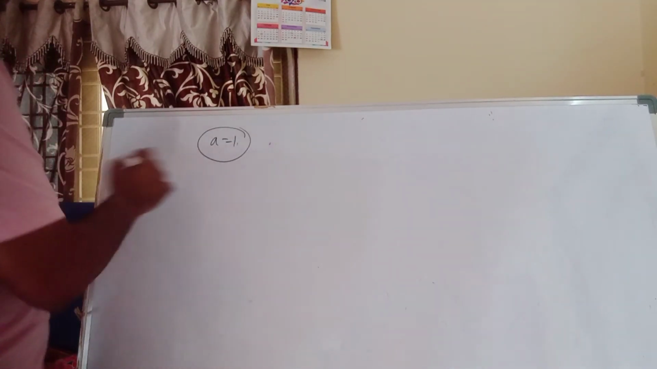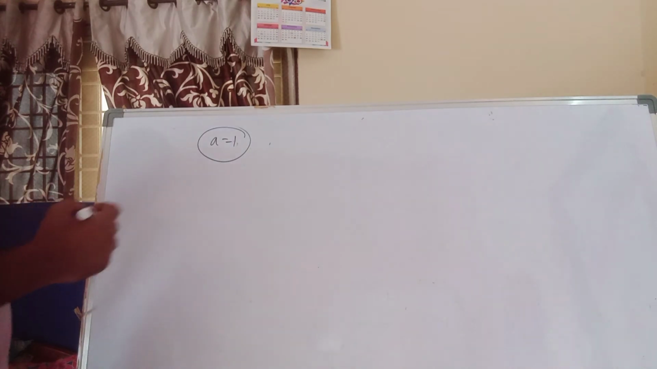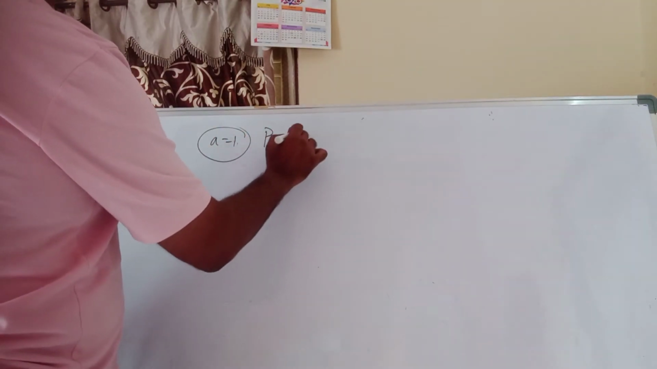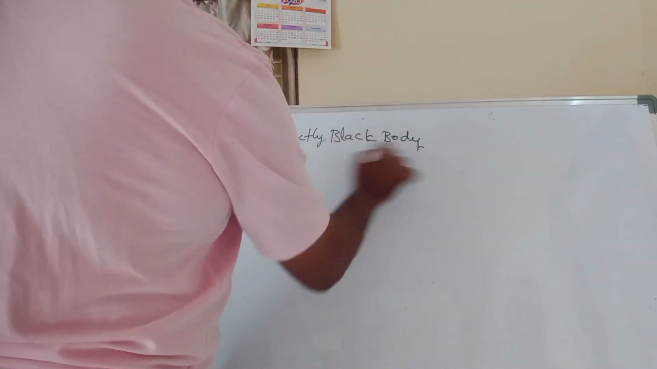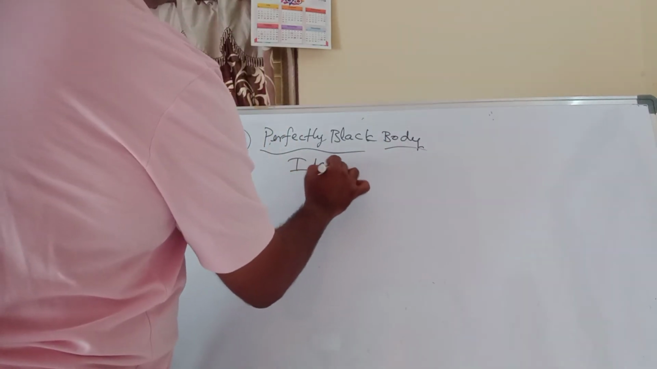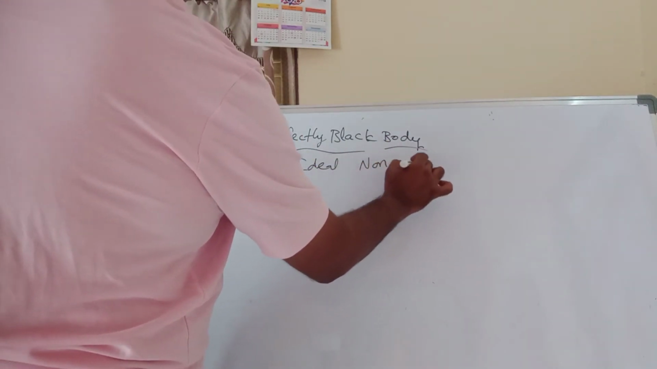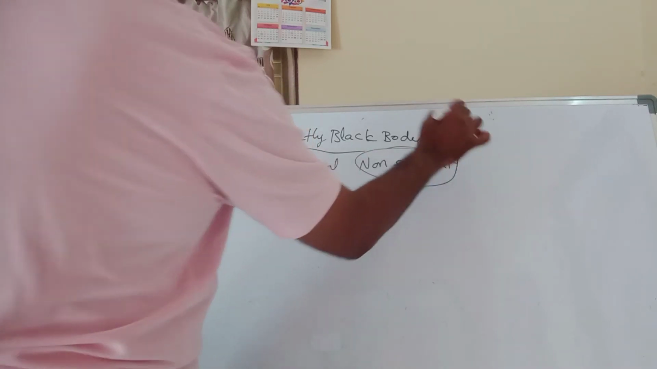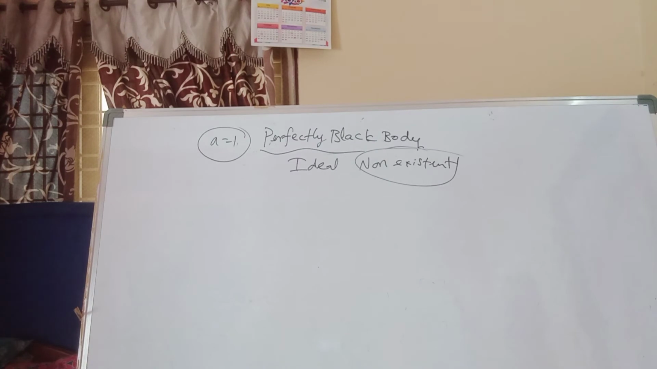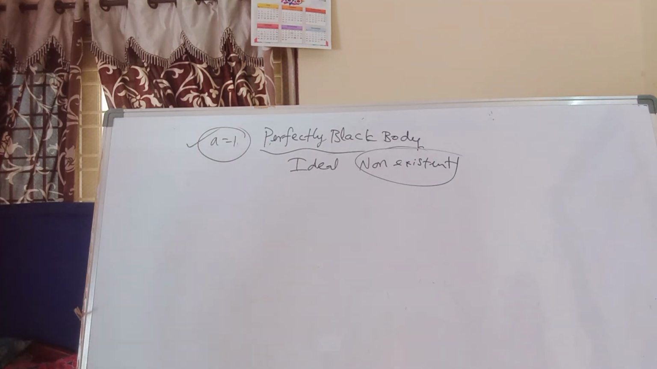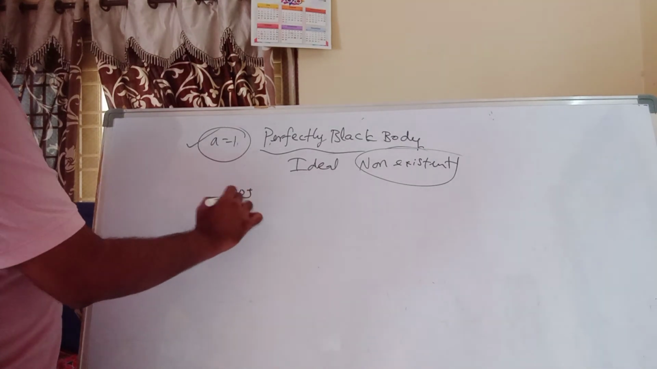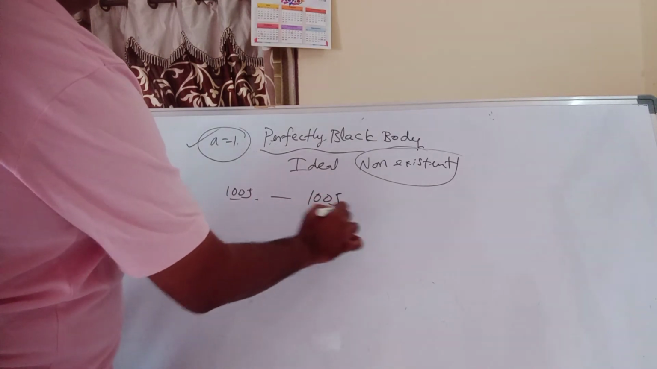What is this? It's a perfect absorber. A perfect absorber is basically a perfectly black body. This is an ideal scenario. It is non-existent in nature. It is not possible in nature. Ideal people don't exist; you find real people in the world. Here A is equal to 1, meaning you supplied 100 joules of heat and the body absorbed all the 100 joules.